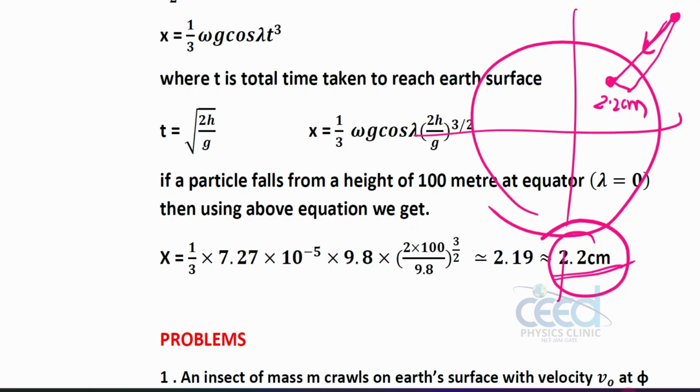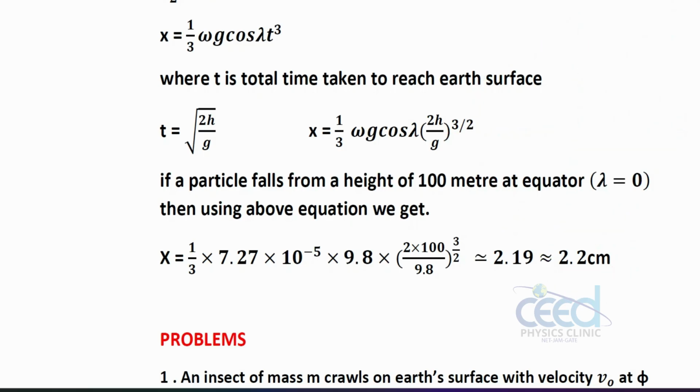All right. Now this is all about this section. In the next section we discuss problems from this section.